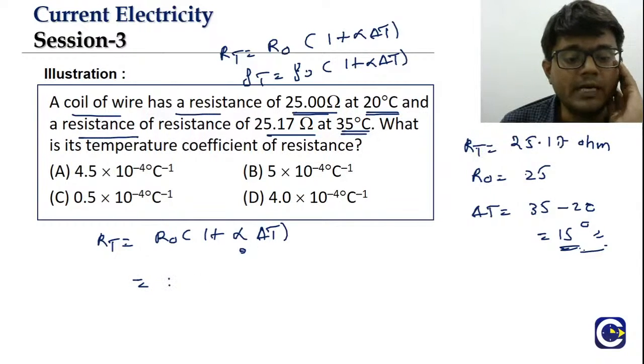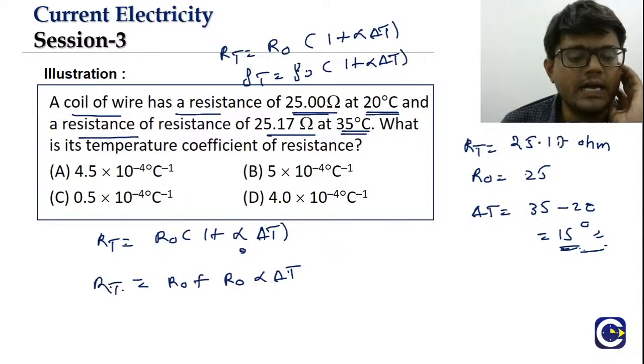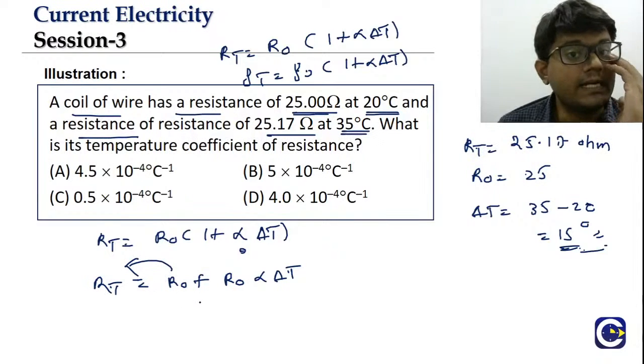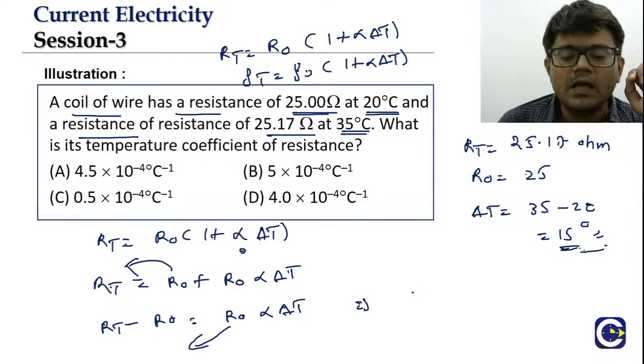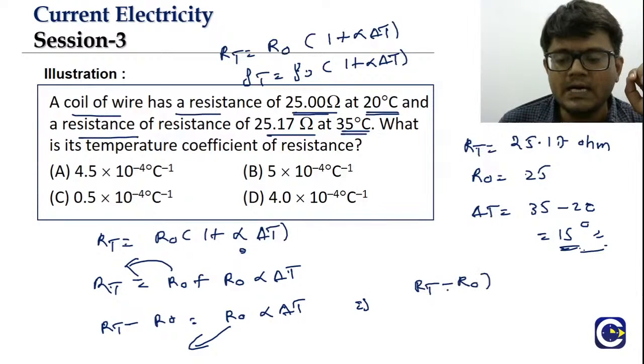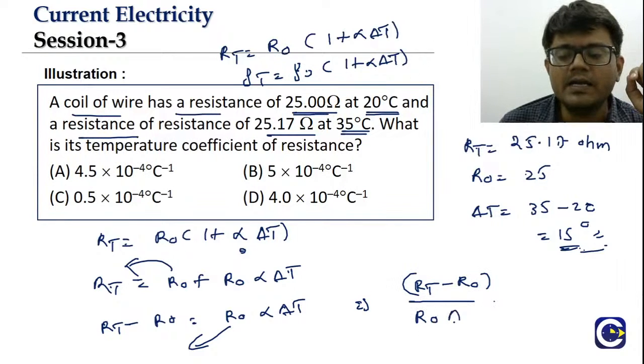If you multiply like this, what is it? R naught plus R naught into alpha delta T, that is the value of RT. Taking it to the left side, it will become negative. So RT minus R naught is R naught alpha delta T. So look, RT minus R naught divided by R naught into delta T, this is the alpha value.